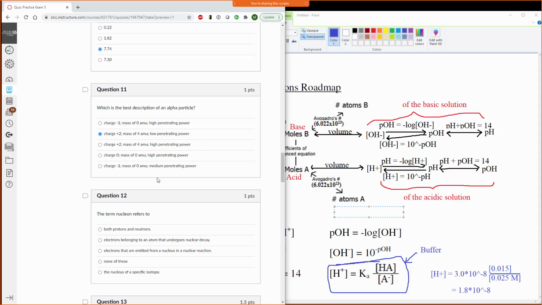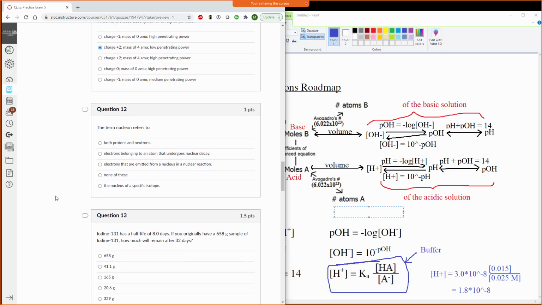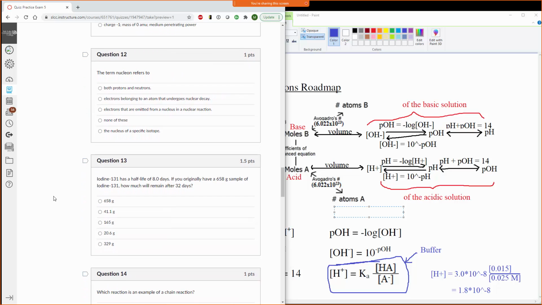Which of these is the best description of a gamma ray or of gamma radiation? Good, it's the 0 and 0 with high penetrating power, right? So any one of those is a fair game question I could ask. Okay, nucleon, a little bit of vocabulary. You guys got it, perfect. Protons and neutrons. It's the stuff that's in the nucleus. Those are nucleons. So perfect.